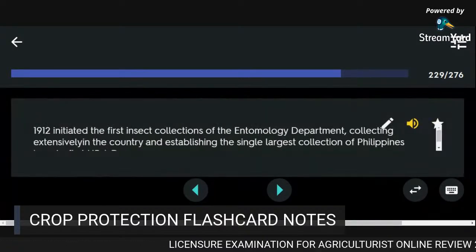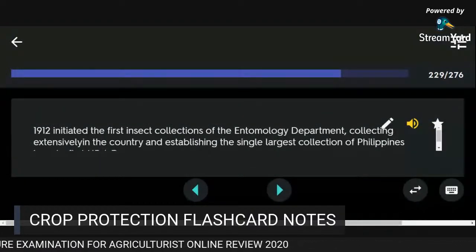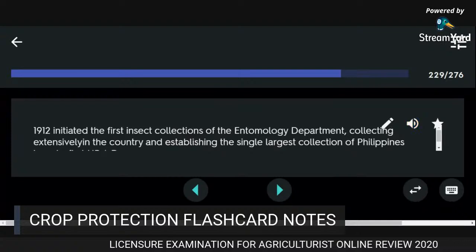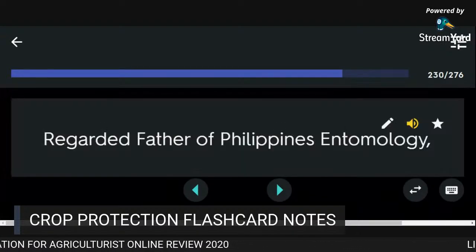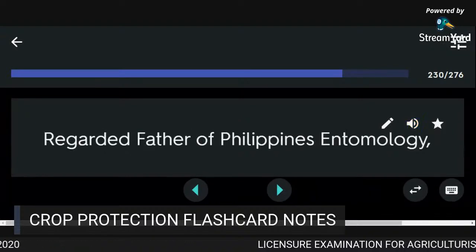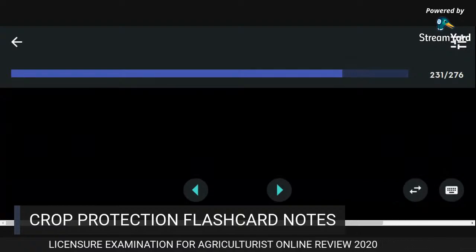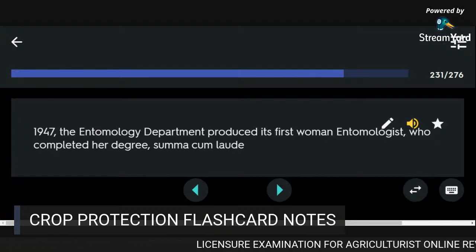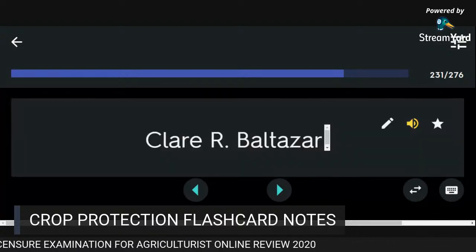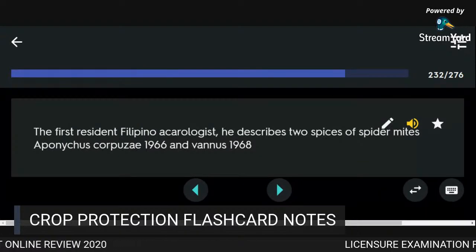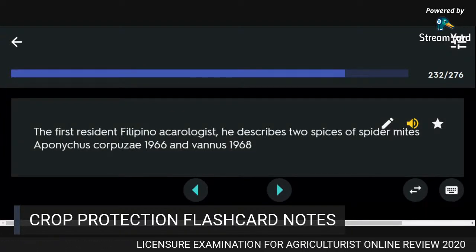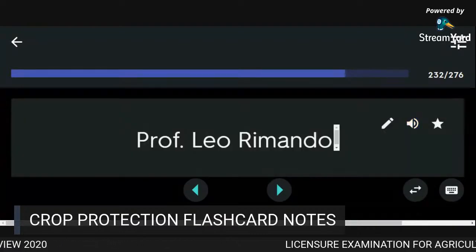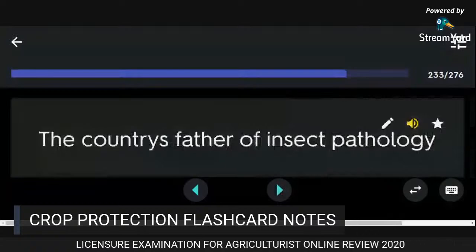In 1912, he initiated the first insect collections of the entomology department, collecting extensively in the country and establishing the single largest collection of Philippine insects. Charles Fuller Baker. Regarded father of Philippine entomology. Leopoldo B. Uichanco. In 1947, the entomology department produced its first woman entomologist, who completed her degree summa cum laude. Clara Baltazar. The first resident Filipino acarologist, he described two species of spider mites, Tetranychus corpuzae 1966 and Tetranychus vanus 1968. Professor Leopoldo Rimando. The country's father of insect pathology. Dr. Bernardo P. Gabriel.